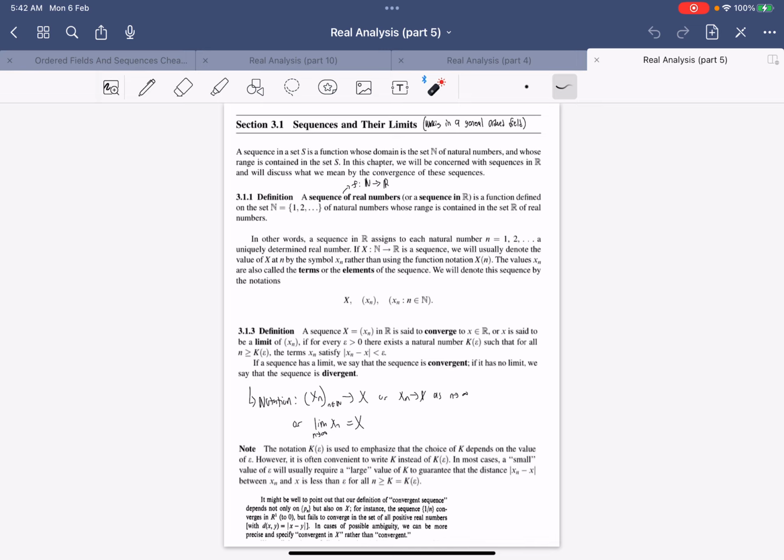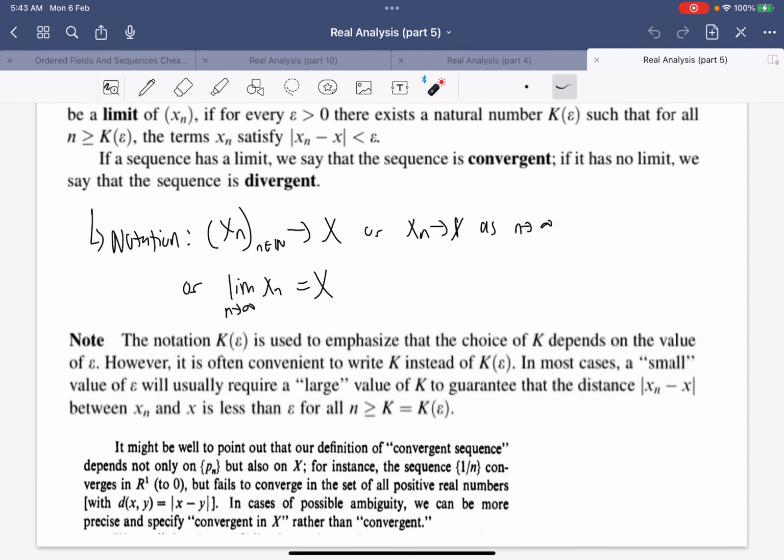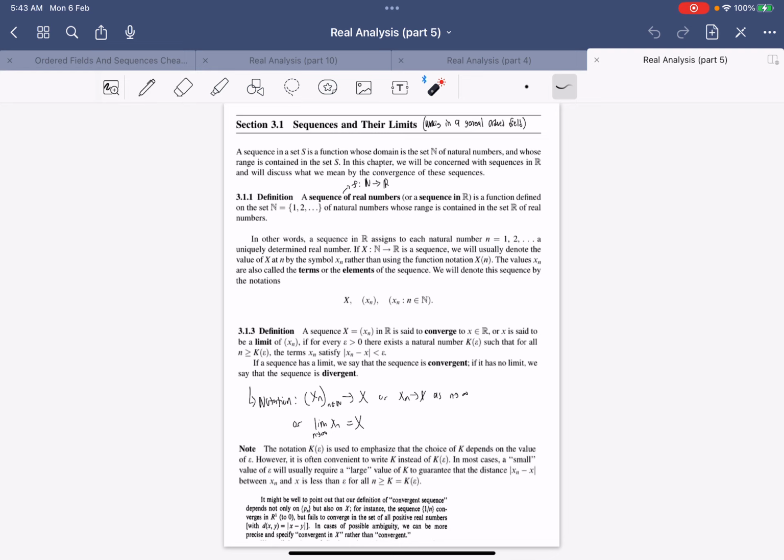And what we want to note is that Rudin has pointed out a very good point, that a convergent sequence depends on the set that we are talking about. For example, the sequence of 1 over n is convergent in the real line, but it fails to converge in just the positive real numbers, because 0 is not inside this set of positive real numbers. Sometimes this can lead to ambiguity, and you just need to specify where you're converging. But most of the time, it's quite clear to the readers.